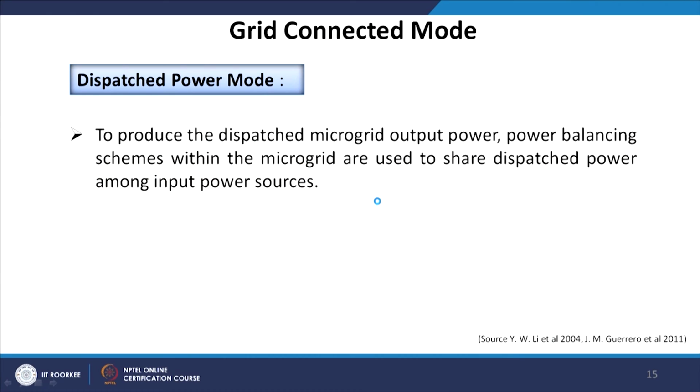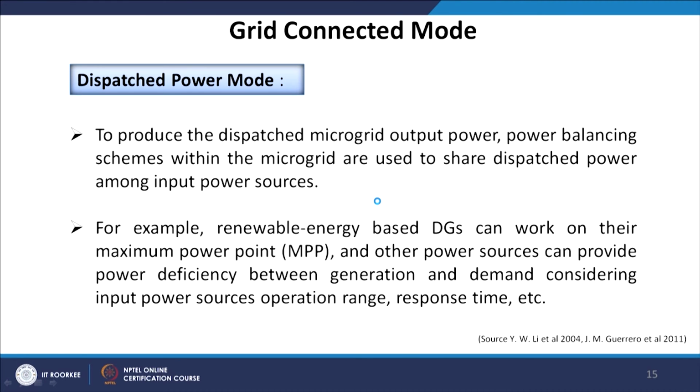Now, to produce the dispatched microgrid output power, power balancing schemes within the microgrid are used to share dispatched power among input power sources. For example, renewable energy based distributed generators can work on their maximum power point MPP, and other power sources can provide power deficiency between generations and demand, considering input power sources operating range, response, etc.